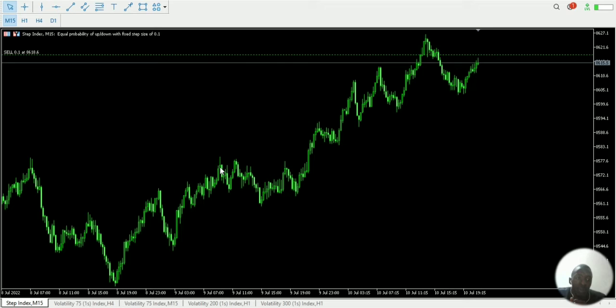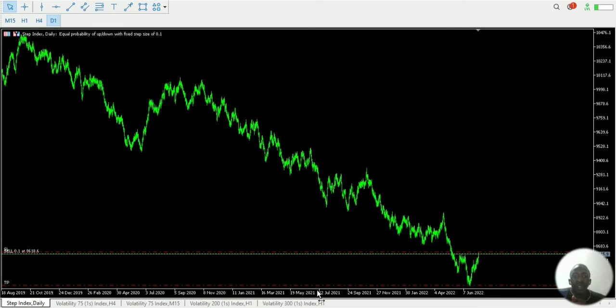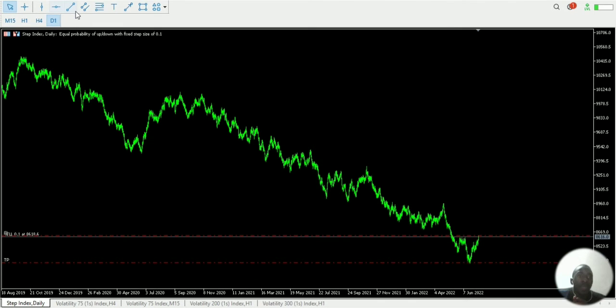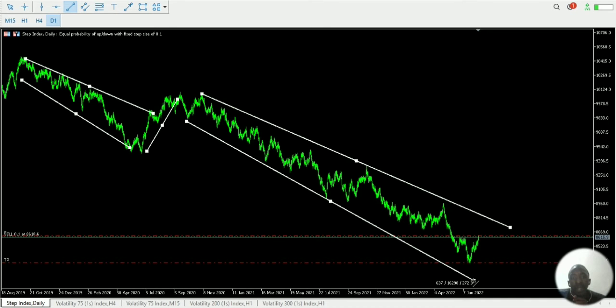Step index, there's a position that's still playing. Let me just go. Remember, we start on the 4-day time frame, right? If you look at the price from back in 2019, it has been a downtrend right there.